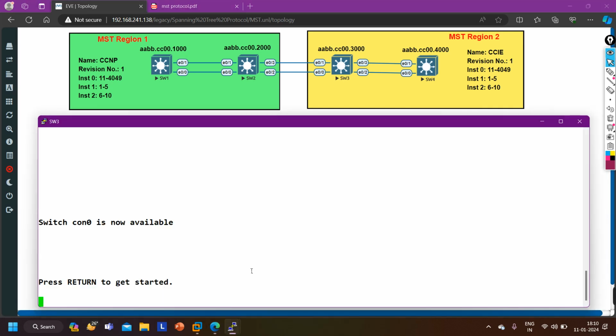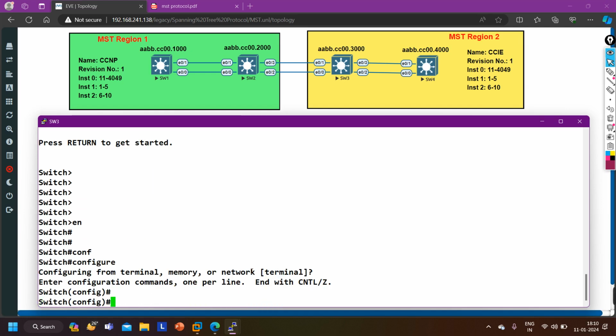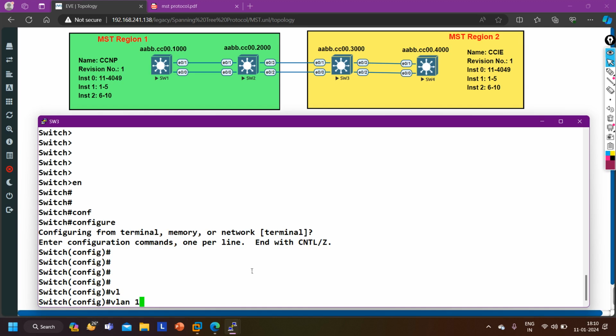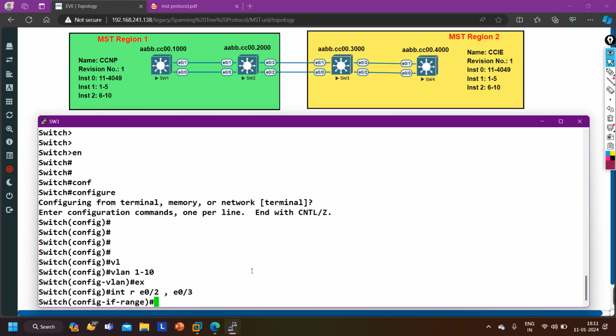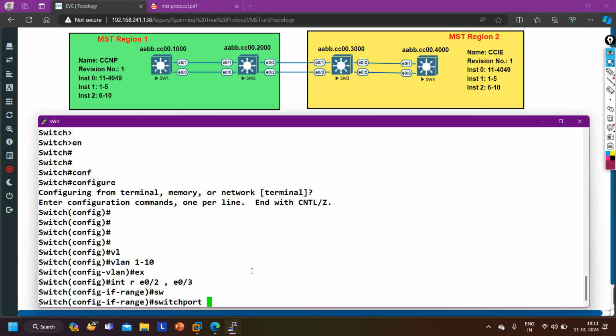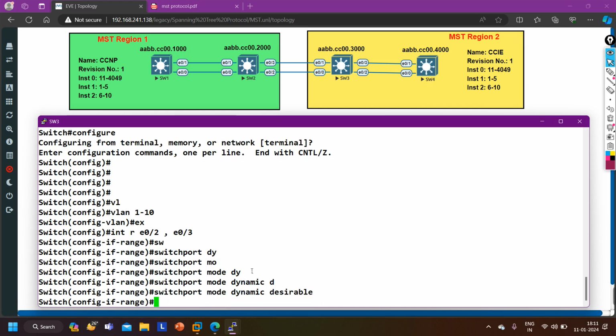So let me access switch 3. On switch number 3, config t, VLAN 1 to 10, exit. First let me configure the trunk interface range E0/2 and E0/3. Switchport mode dynamic desirable. Fine.